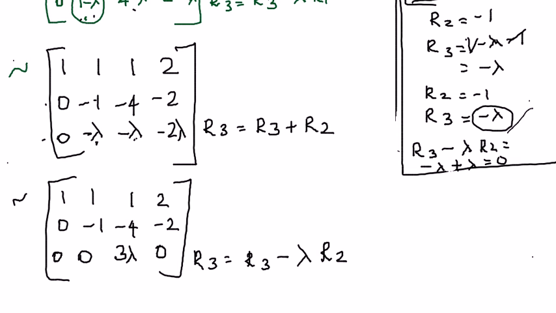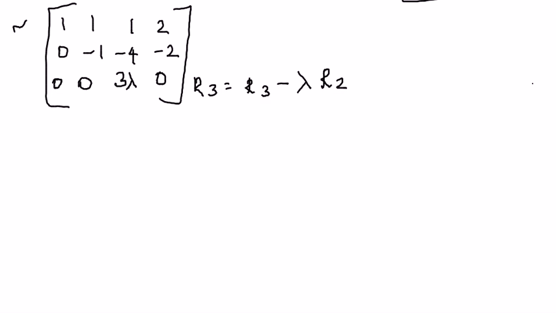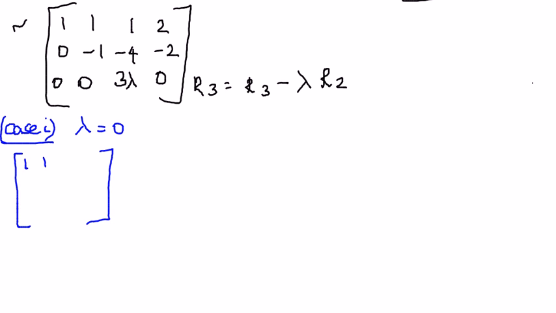Now we'll talk about some different cases. I think you can't do anything beyond this, right? So let's look into the different cases. So I'll say case 1, right? What could be the possible values of lambda? So the first case, if lambda equal to 0. So how will your matrix look? Right? 1, 1, 1, 2, 0, minus 1, minus 4, minus 2, 0, 0, 0, 0.